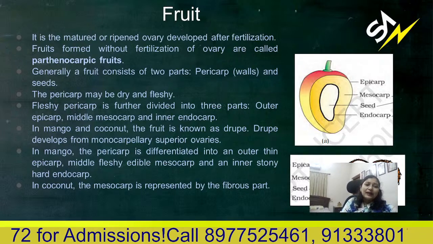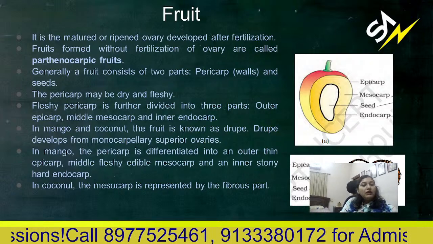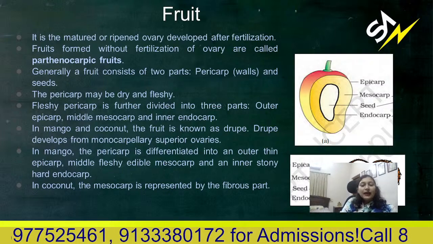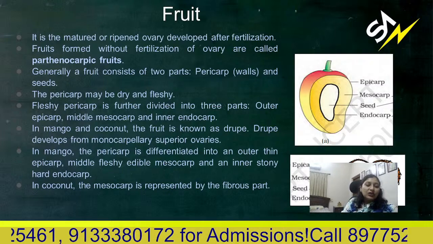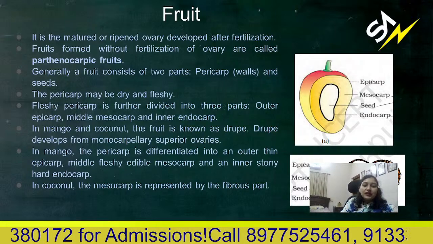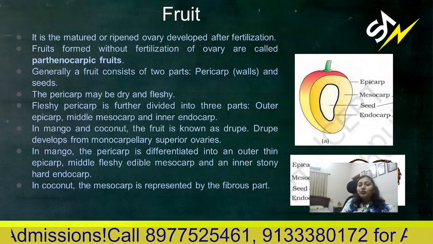So in mango, the pericarp is differentiated into the outer thin epicarp and the middle fleshy, juicy part that we are eating, which is the edible mesocarp, and inner stony hard endocarp. Then in coconut, the mesocarp is represented by the fibrous part, and whatever we are eating, that is endocarp, the white portion.